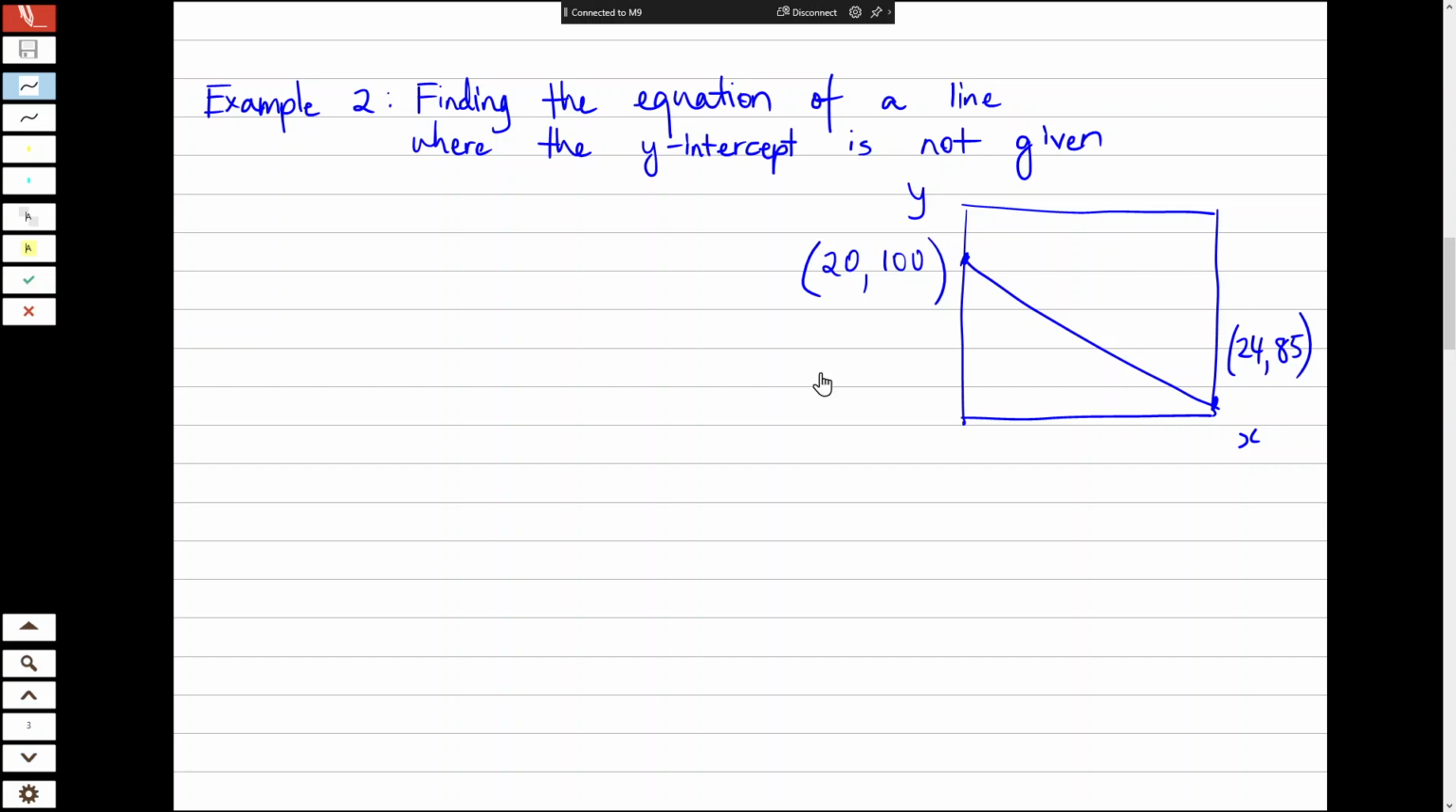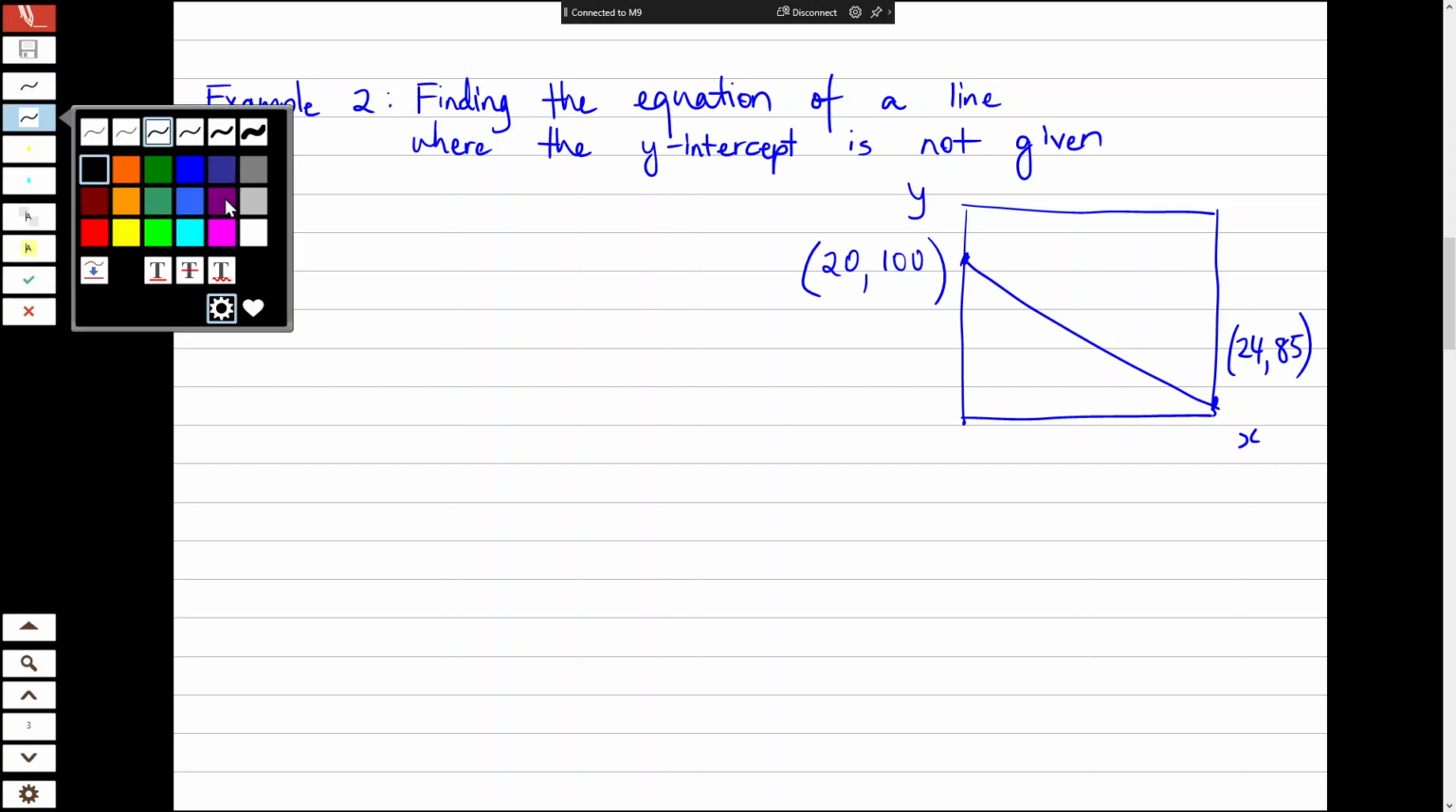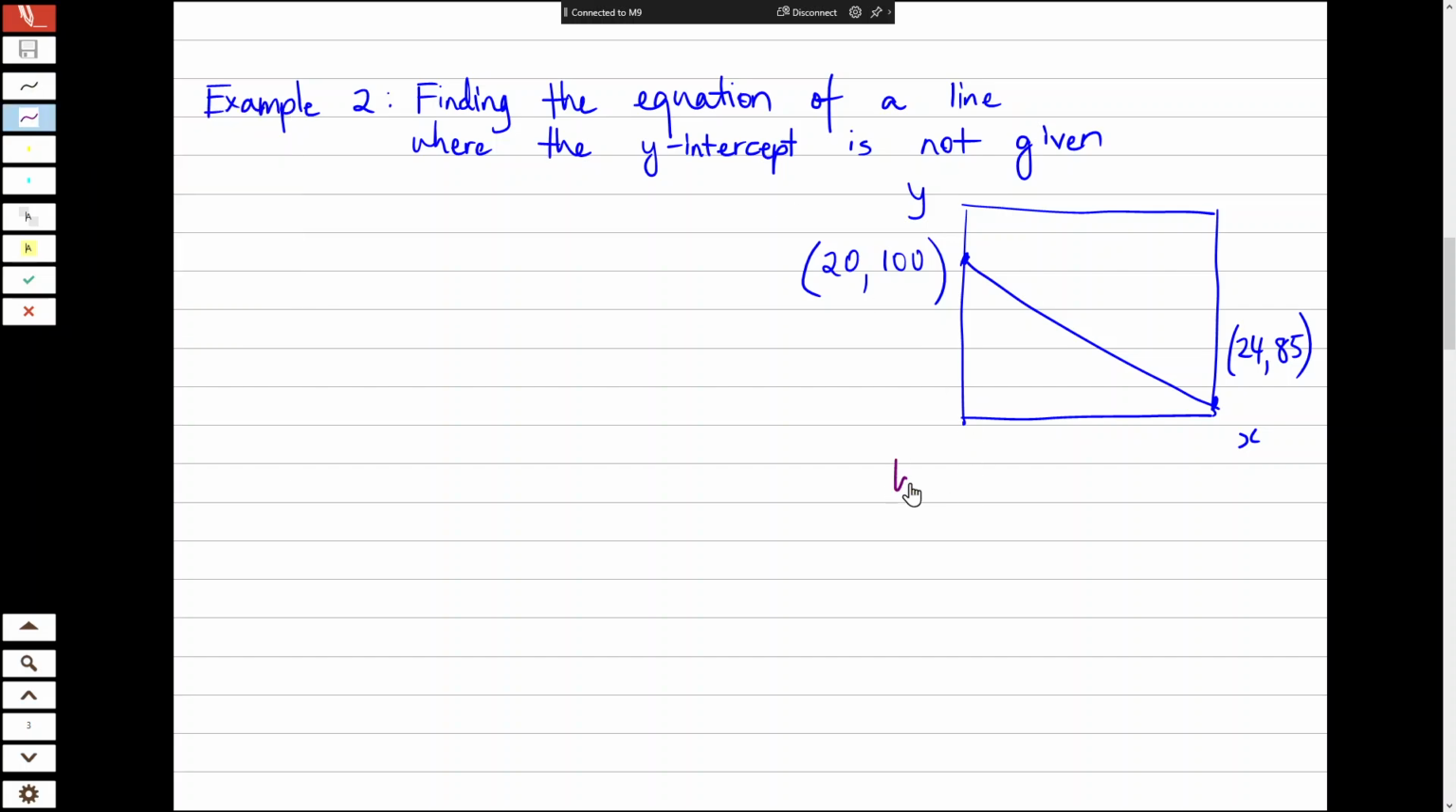Okay, here's another example. Now, there is a trap here. We cannot assume that the y-intercept is 100. Can anyone tell me why we can't say a equals 100 here? That's right.